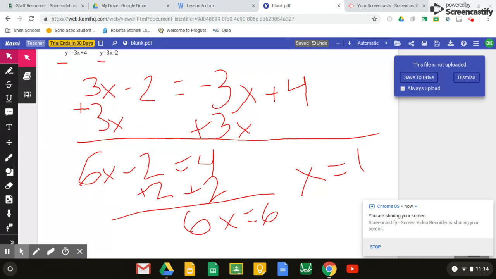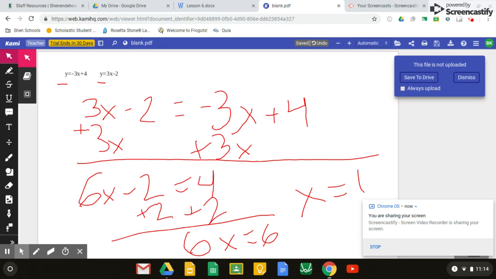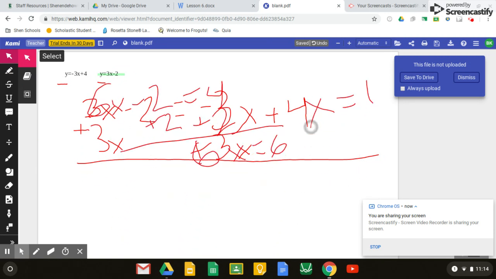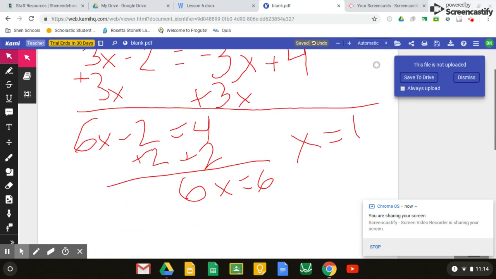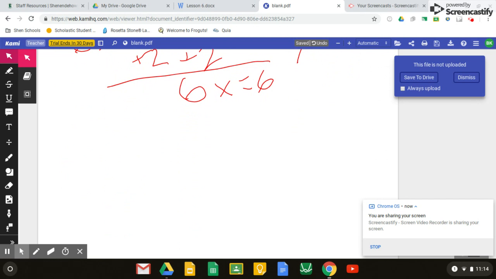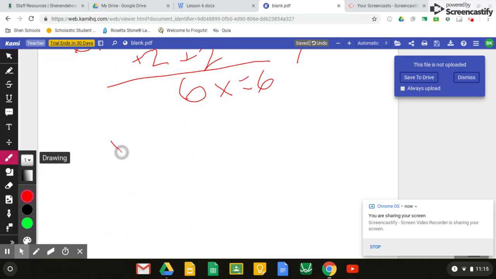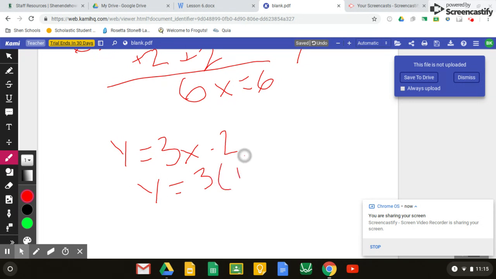Now, how am I going to find what y is? Well, I look back up top, right there. You see how I have y equals 3x minus 2. Whoa, I can move the work. So I'm going to slide this down. And I'm going to do y equals 3x minus 2. And I just found that x is 1. So I'm going to do y equals 3 times 1 minus 2. And I'm going to solve this. So 3 times 1 is 3 minus 2. I get y is 1. So the answer to this is 1 comma 1. And I did that by substitution.